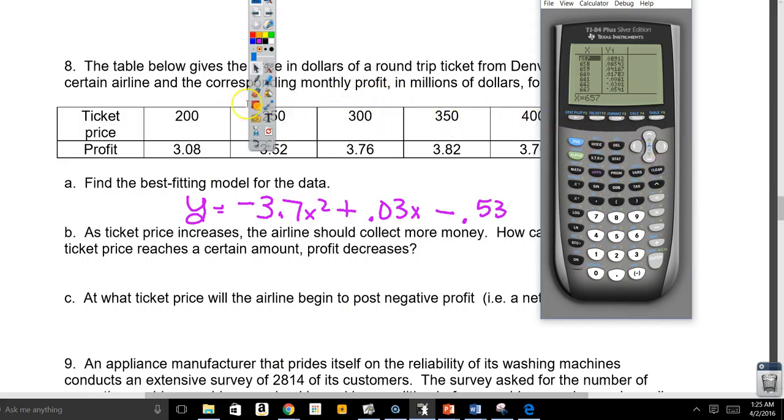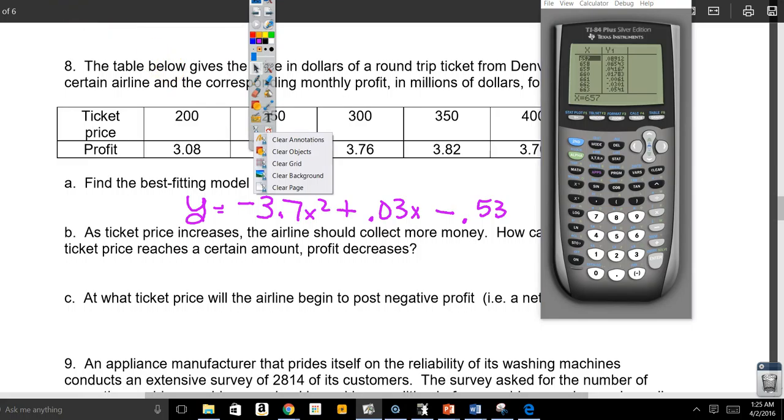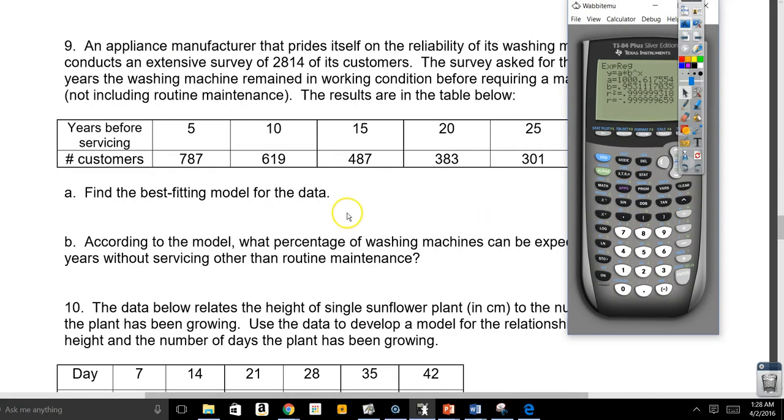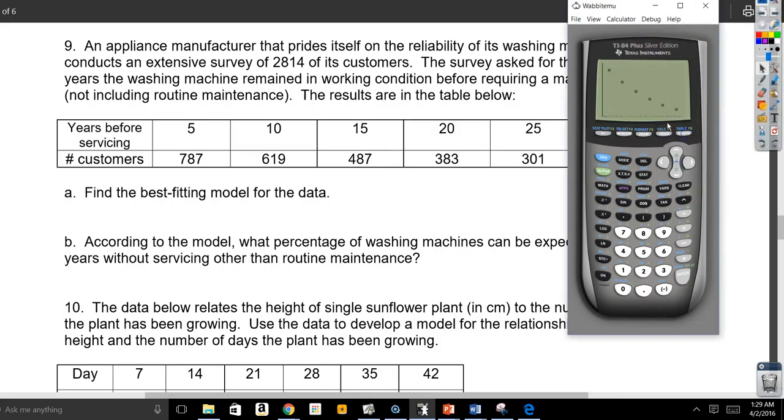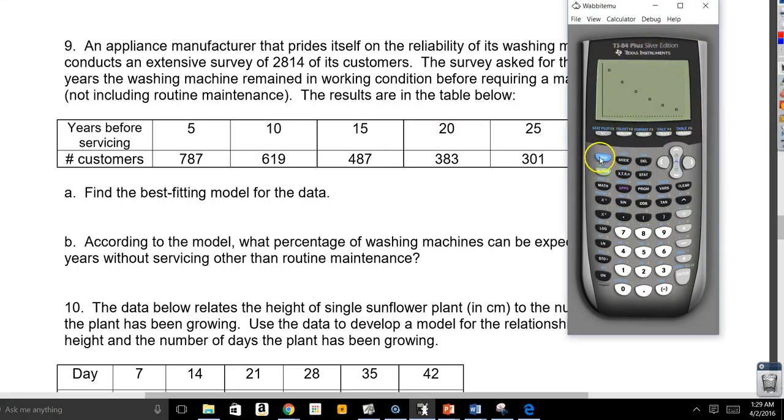Number 9. I'm going to pause and put the data in. So when I looked at the graph, I don't have much time, so when I looked at the graph, it looked exponential to me. So that's why I tried the exponential, and it has a really high R squared, so I think it is relevant. So the model would be 1000.6 times 0.95 raised to the x power.